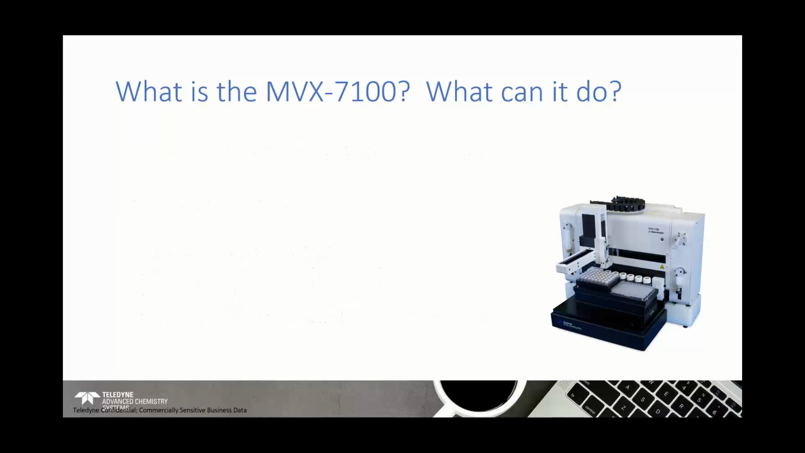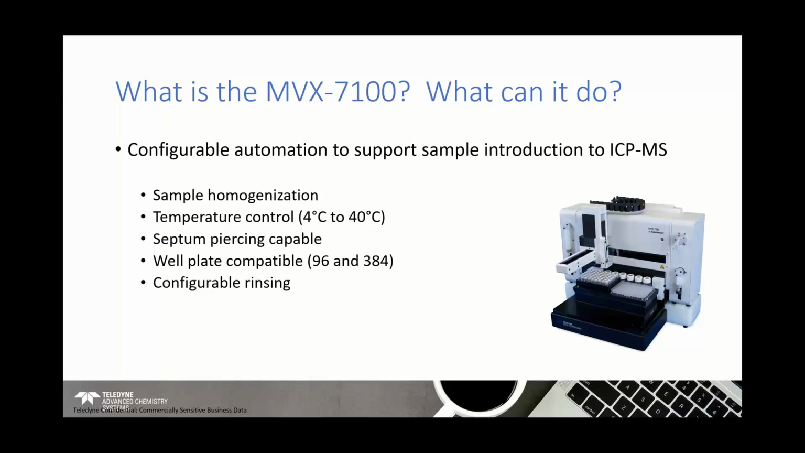In addition to that, we can configure the automation again to support the sample introduction. So there is capability with this system for sample homogenization. We can generate a degree of turbulence and mixing for your sample prior to the introduction process. So if you've got a sample where you've got a high level of TDS, for example, or anything where you might expect a degree of settling over the course of an analytical batch, you could factor that into your introduction process and make sure that you have a homogeneous sample being introduced.